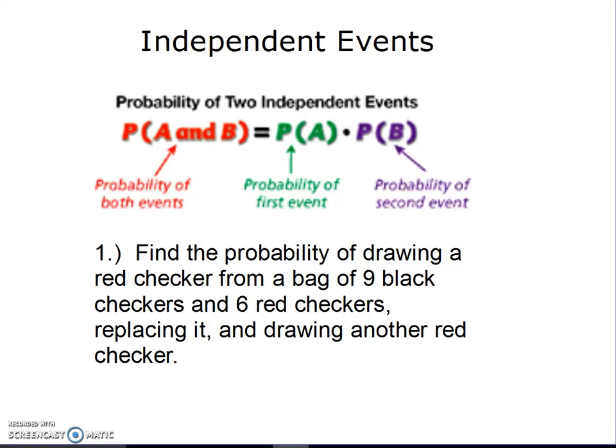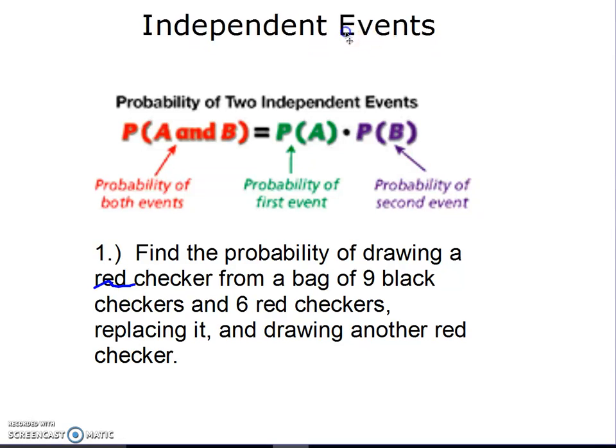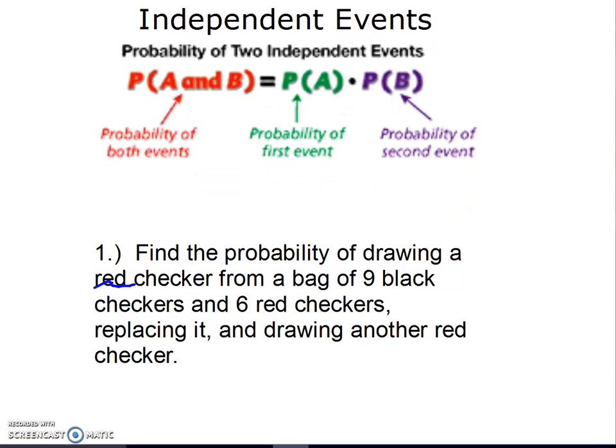Probability of independent events. Find the probability of drawing a red checker from a bag of 9 black checkers and 6 red checkers, replacing it and drawing another red checker. The first thing it asks for is red. So what we're going to do is find the probability of event A times the probability of event B. So we're looking for the probability of red.